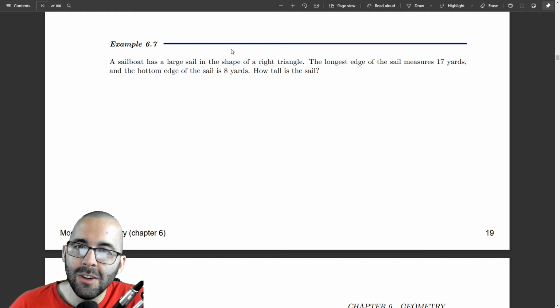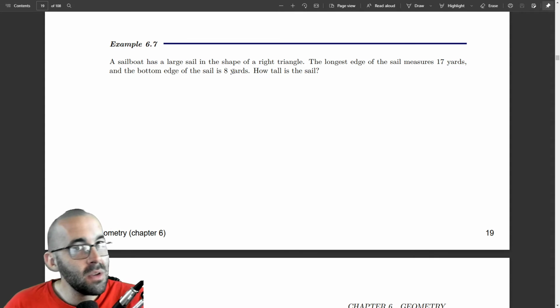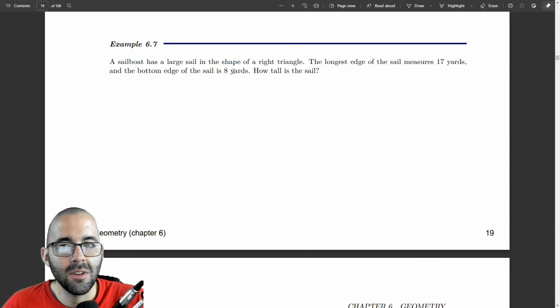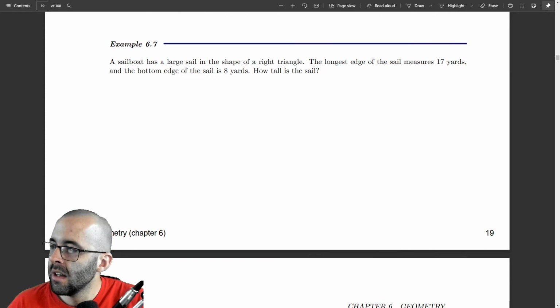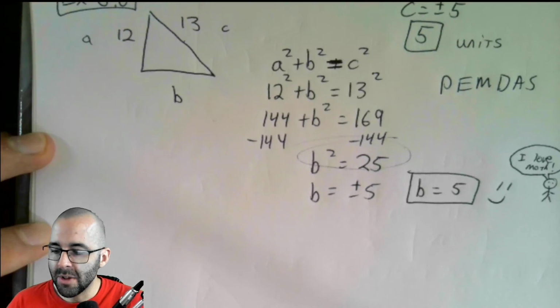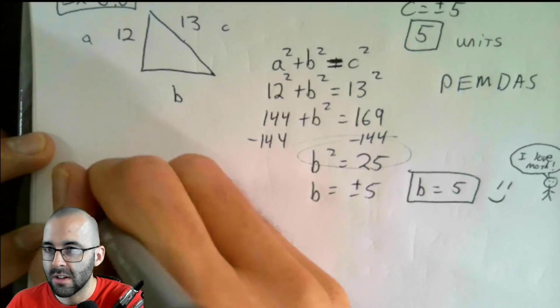Okay, anytime you have units, make sure your units are the same. If this was in yards and this were in feet, we'd have to do some unit conversion in order to solve this problem. So let's draw a picture. Anytime you can draw a picture, you should draw a picture.